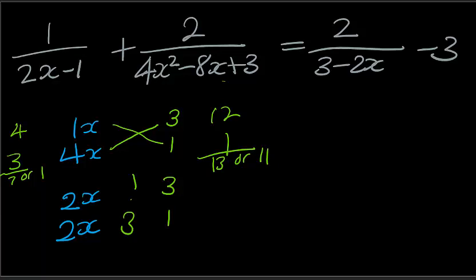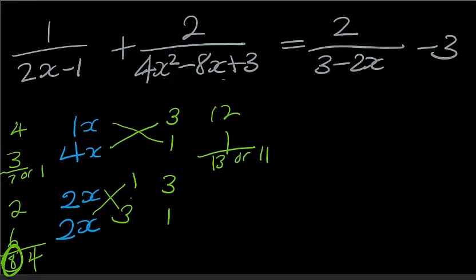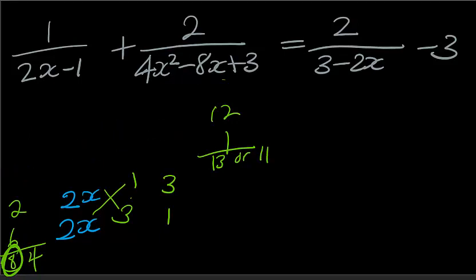Next up, I'm going to say 2 times 3 gives me 6. 2 times 1 gives me 2. If I add them, I get 8. If I subtract them, I get 4. But what I want is 8, so I found my pair. The pair that I want to use is going to be 2x times 2x, and it's going to be 1 and 3.